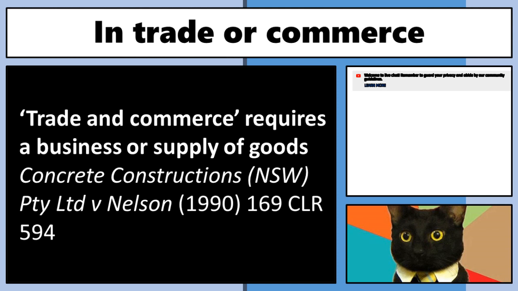Another definition is in trade and commerce. Again, not all sections does this apply to, but many of them do. And that is actually pretty much the common law definition as well. What's trade and commerce? Doing things like you would do a business, buying stuff and selling stuff. Concrete Constructions v Nelson, that's essentially what the court said. Look, it's a commonsensical rule.